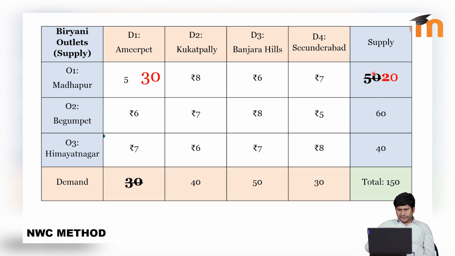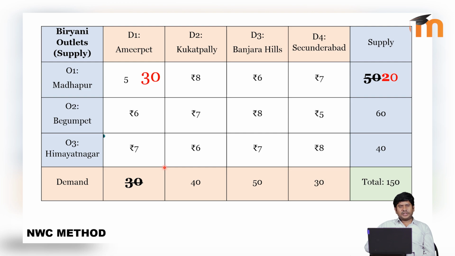Out of 50, they will supply 30 to the Amirpet area. Now, how many will be left with them in Madhapur? 20. And because they have fulfilled this demand of 30, we need to put this 30 in the corner of this cell. That is the way you need to look at this.